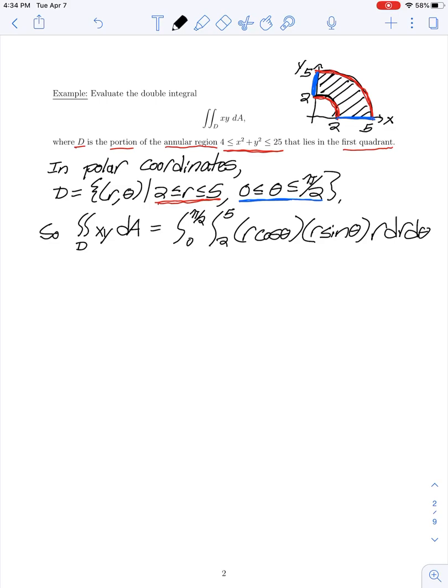So what we can do here is group some terms within our integrand to simplify. So we have the integral from 0 to pi over 2 and from 2 to 5 of, if we group the r terms, r times r times r, or r cubed, and then we're left with a sine of theta times cosine of theta times dr d theta.